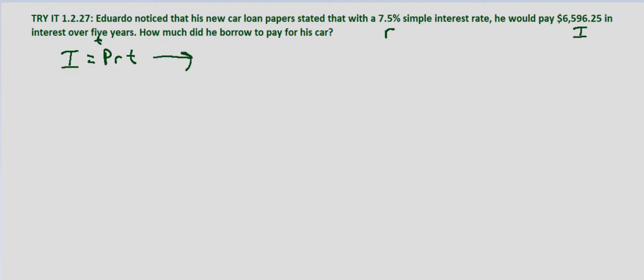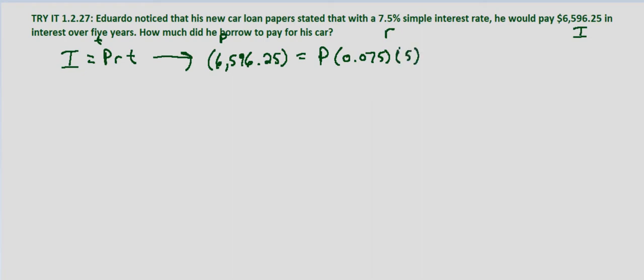So now we simply substitute what we have. $6,596.25 equals, we're looking for the principal. How much did he borrow? That's the principal. Times the rate, which is 0.075, times time, which we're given is 5 years.